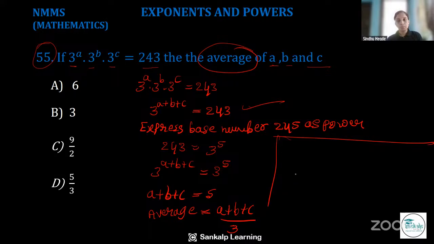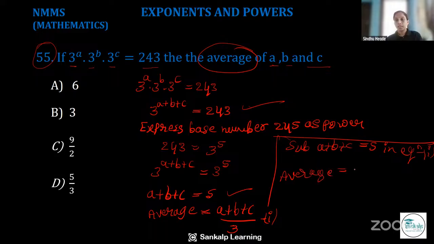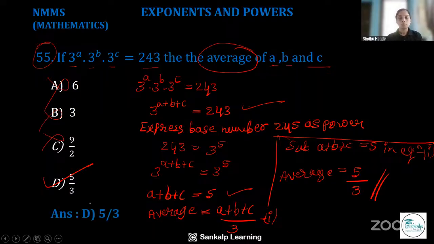So A plus B plus C by 3. As we know, A plus B plus C is 5. Substitute A plus B plus C, which is equal to 5, in equation 1. So, average is equal to, in the place of A plus B plus C, it is 5, divided by 3, as it is. This is the average of A, B, C. So here the correct answer is option D. Remaining all are wrong. Answer D. Thank you.